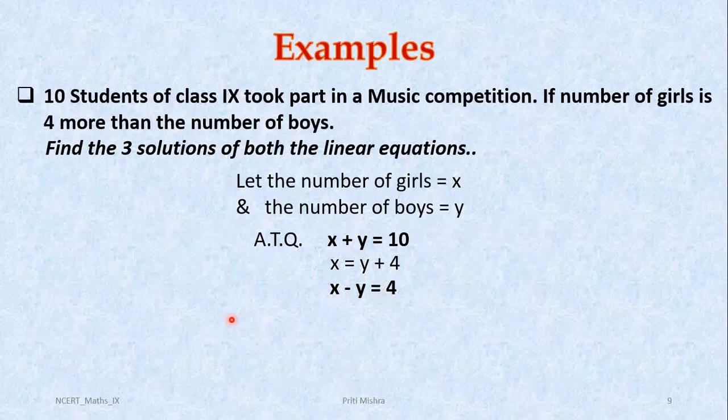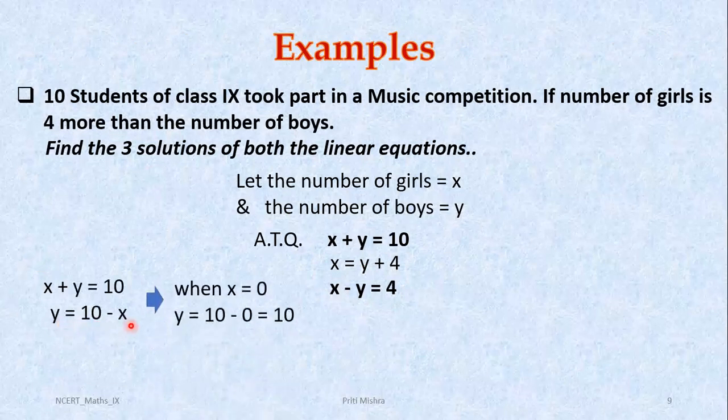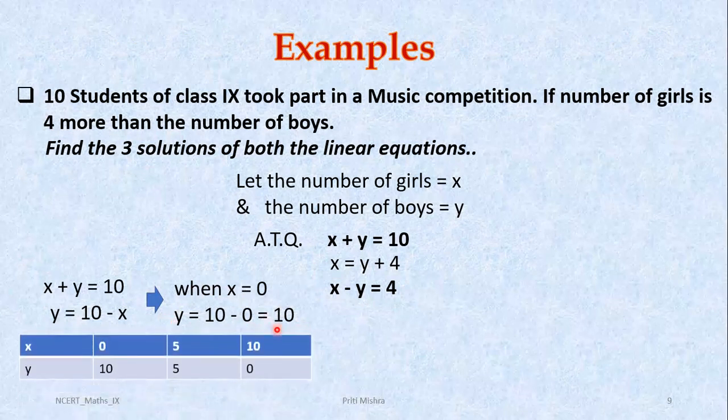So we need to suppose a particular value for x, then we will have a corresponding value for y. The first equation is providing us y equals 10 minus x. Let's take a value x equals 0, then y is equal to 10 minus 0, which is 10. So for x equals 0, we have 10. Just like this, for x equals 5, we will have y equals 5. And for x equals 10, we will have y equals 0. So these three are the different pairs of solutions for the first equation.